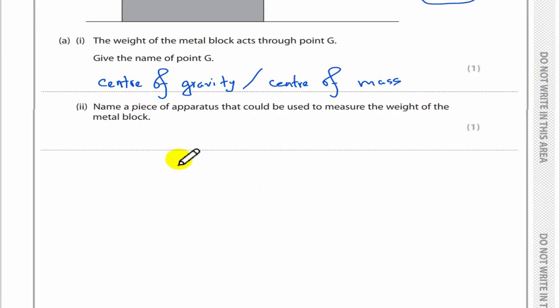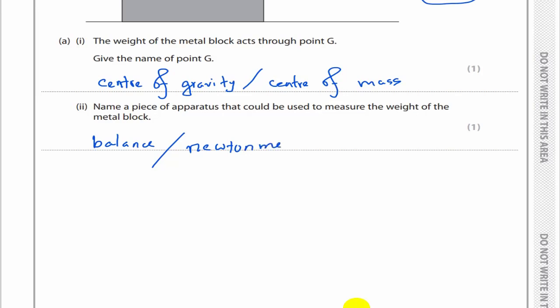Name a piece of apparatus that could be used to measure the weight of the metal block. Weight can be measured by a balance or Newton meter.